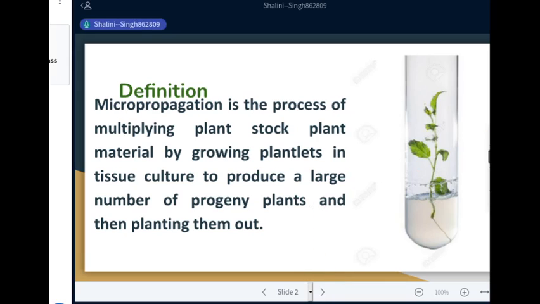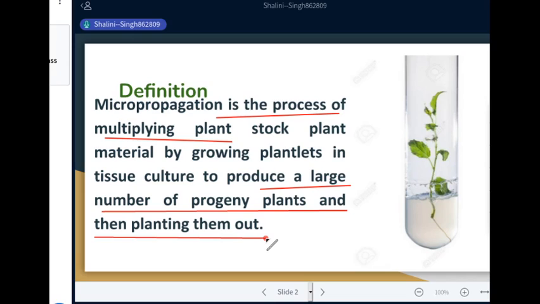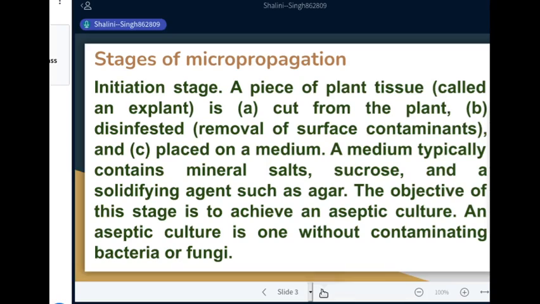Micropropagation is defined as the clonal propagation of vegetatively propagated crops. It is the process of multiplying plants from stock plant material. By this procedure, a large number of progeny plants can be multiplied and then planted in the field condition, and all these plants multiplied by micropropagation would be similar to the mother plant.